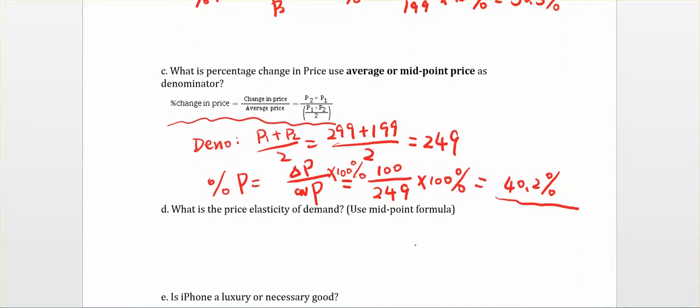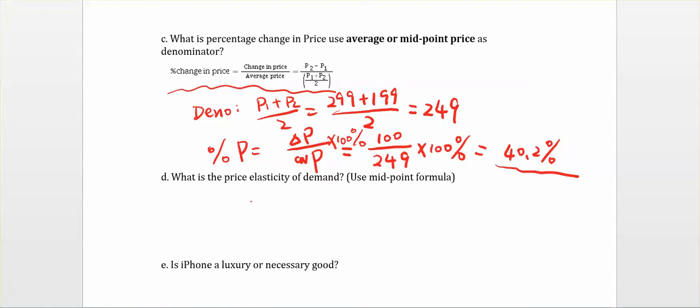The question number D: what is the price elasticity of demand? We know the price elasticity of demand equals the percentage change of the quantity divided by the percentage change of the price. We've already calculated the percentage change of the price, 40.2%. How about the percentage change of the demand?